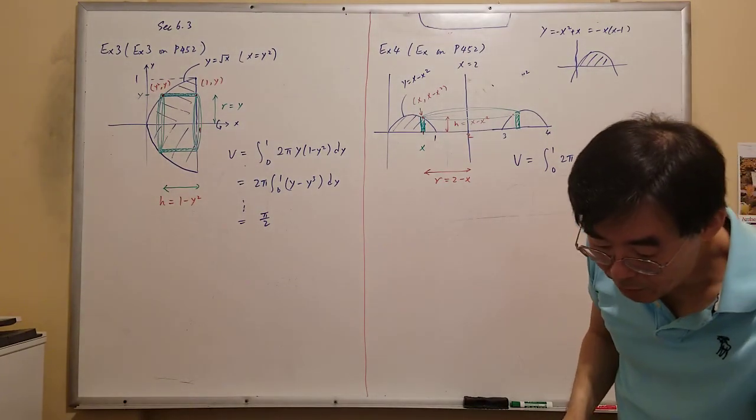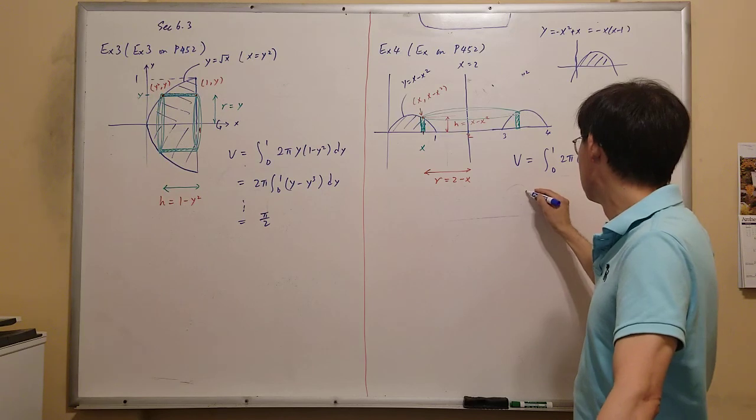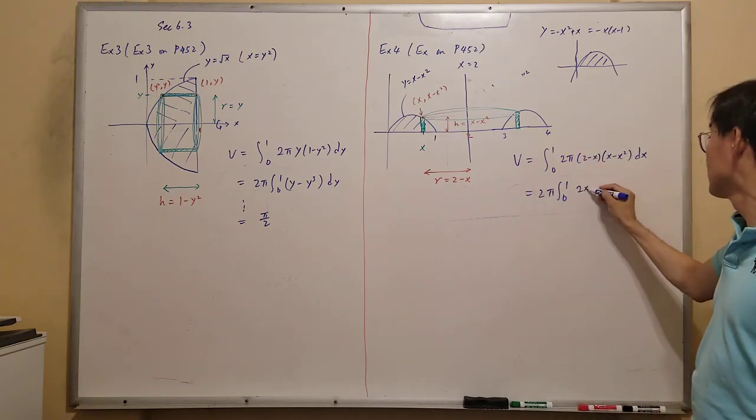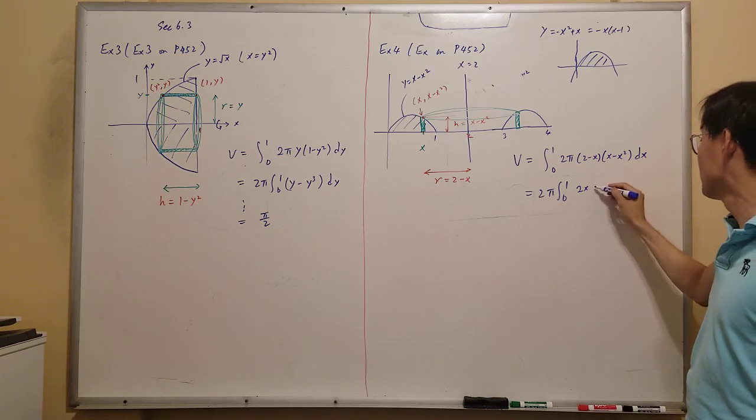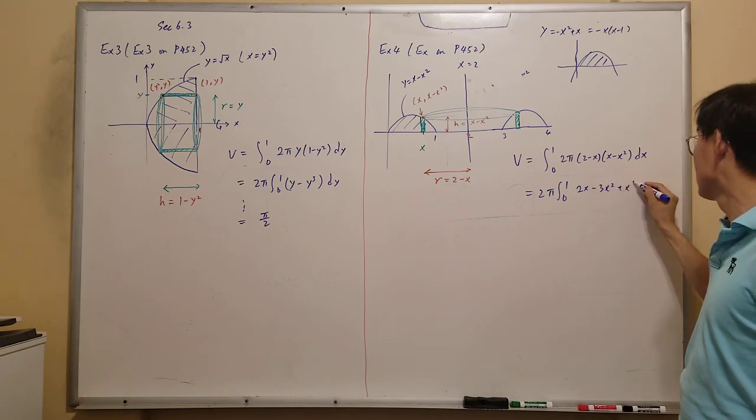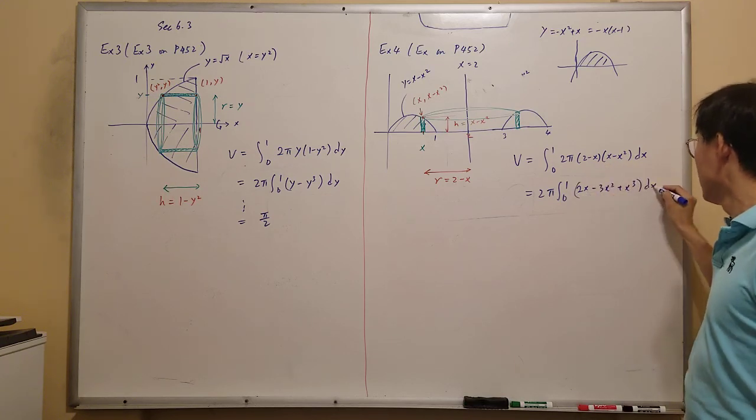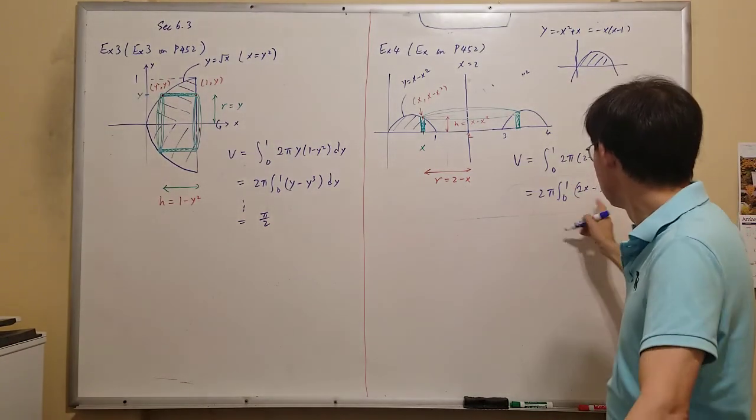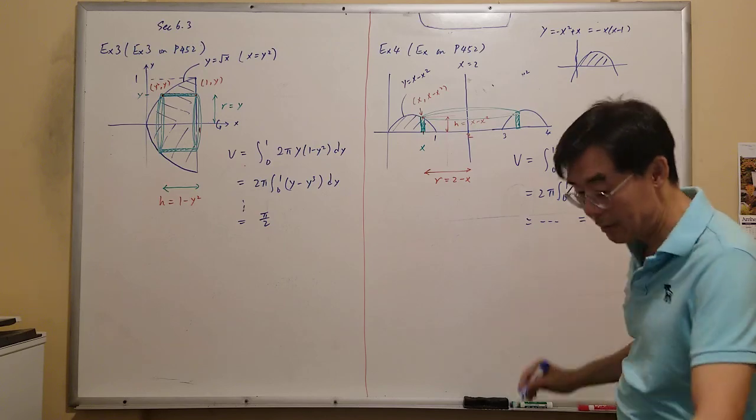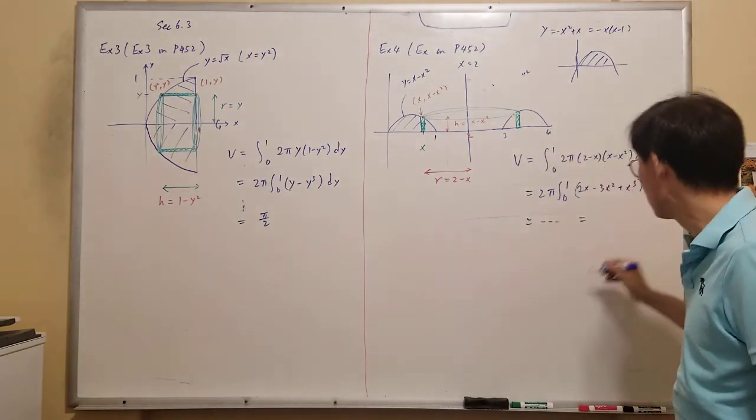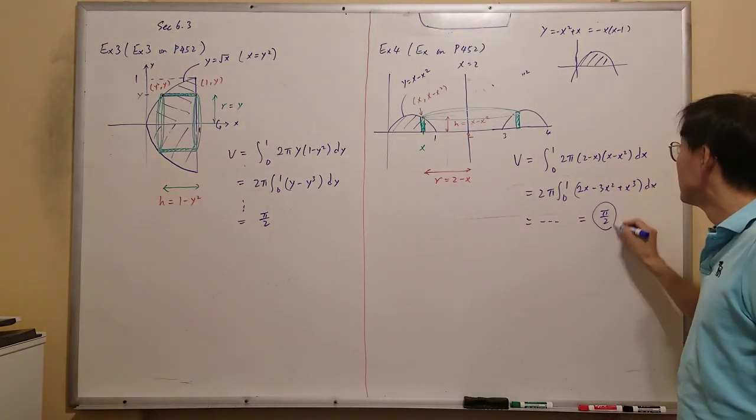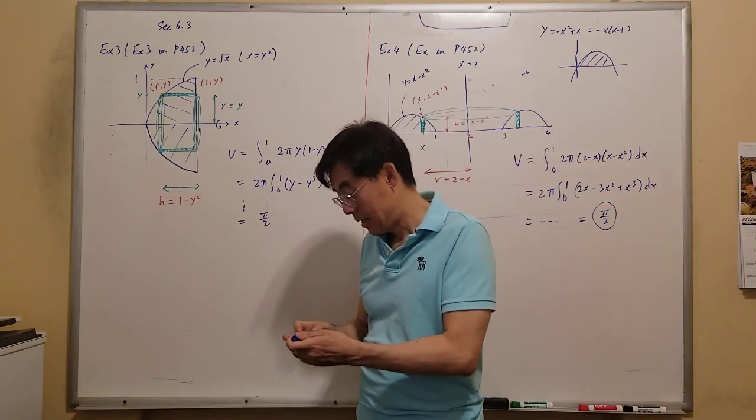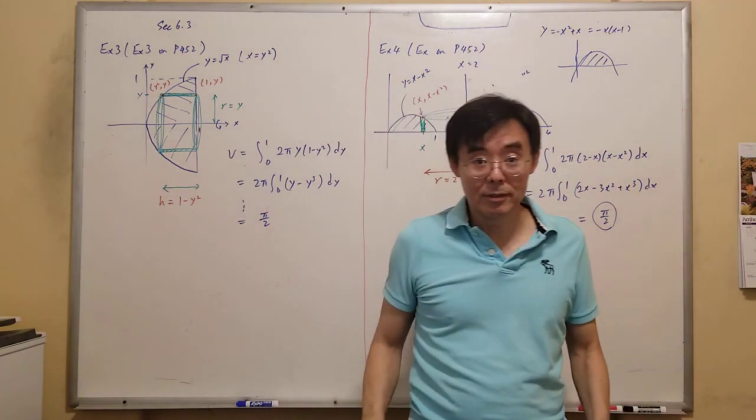So it'll be just the integral of what? Take out 2 pi, 2x minus 2x squared minus 3x squared plus x cubed. This is a really easy polynomial. So whatever that is, you're going to get pi over 2. Okay? So cylindrical shell can be very useful.